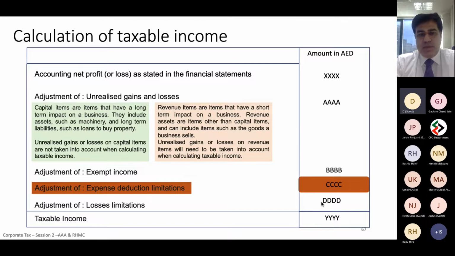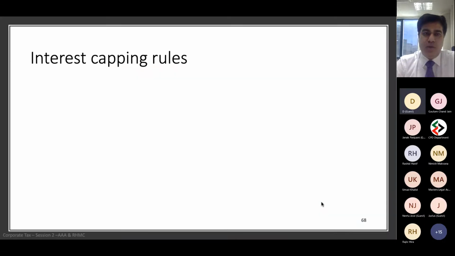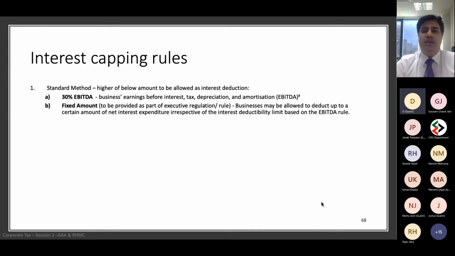Let's jump to the next section, which is expenses deduction limitations. So there are limitations on expenses deduction which we are going to look at. One is the interest capping rule. Interest is considered under the BEPS framework, the base erosion and profit shifting framework, as a tool where income of one location gets transferred to another. So that is the reason they refer to this section.